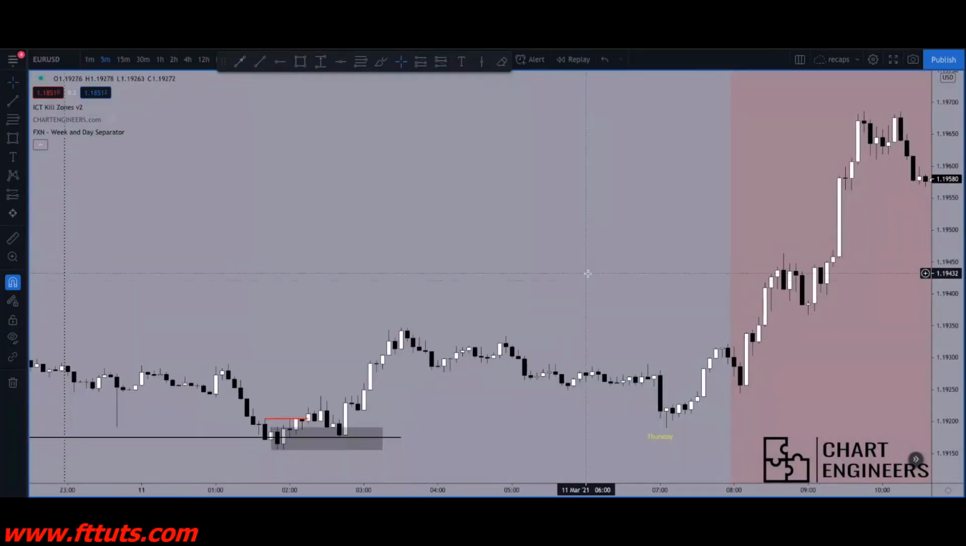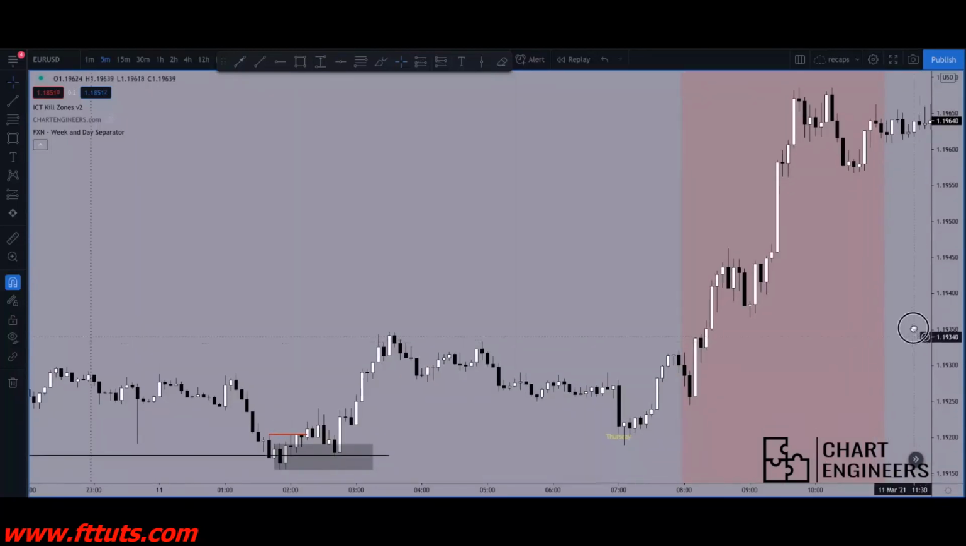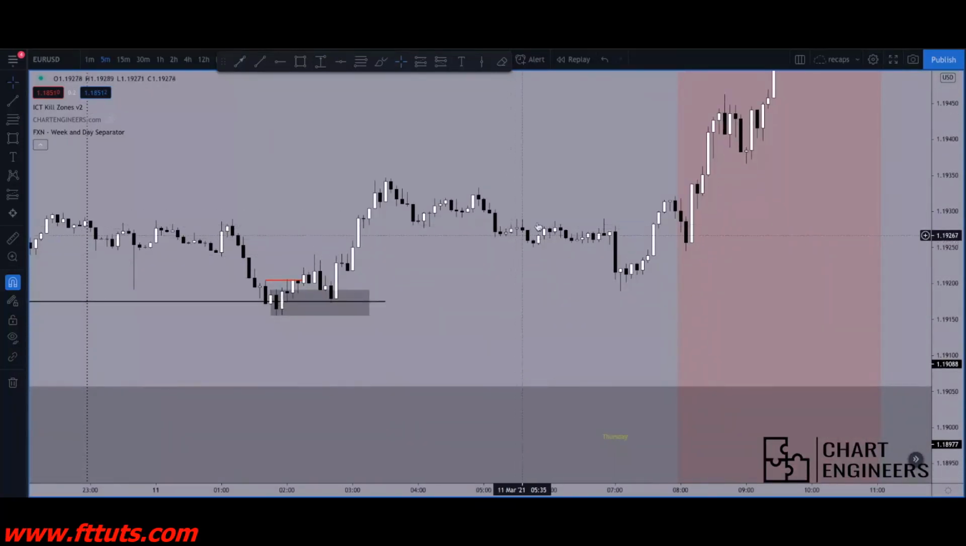And then here again, you can see a clean AMD pattern. Accumulation, manipulation, distribution. It was also into this level right here from Asia. But this was also too early for me. See, that's 7 a.m. and London Open starts for me at 8 a.m. So I couldn't have executed this one. You can see, right?